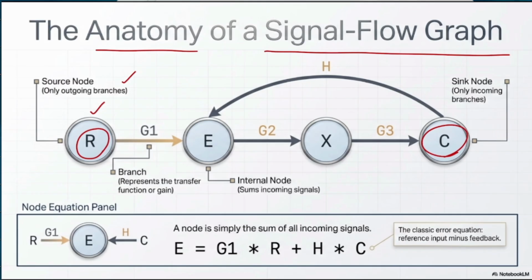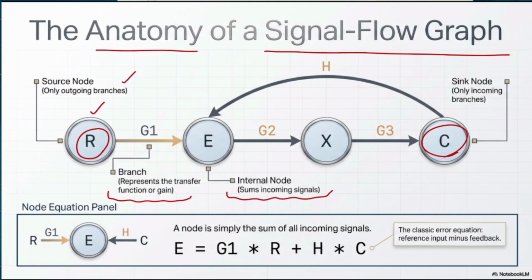Whatever input you have, you put it on that side. G1 is a branch, and it represents the transfer function or gain. It could be anything. It could be a number, or it could be in Laplace form. We are going to work in Laplace form because working in the time domain would be a little bit complicated, but at the end of the day, we have to convert the Laplace form back to the time domain because that is important. Then E is going to be considered an internal node.